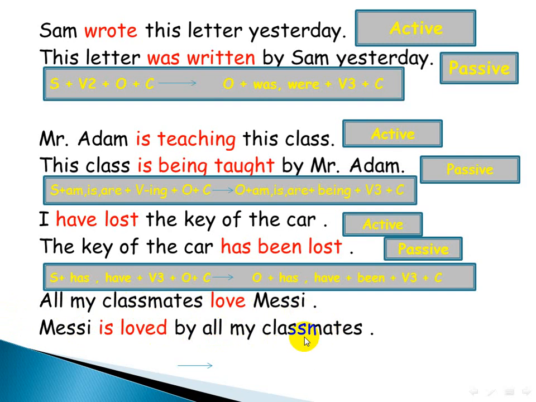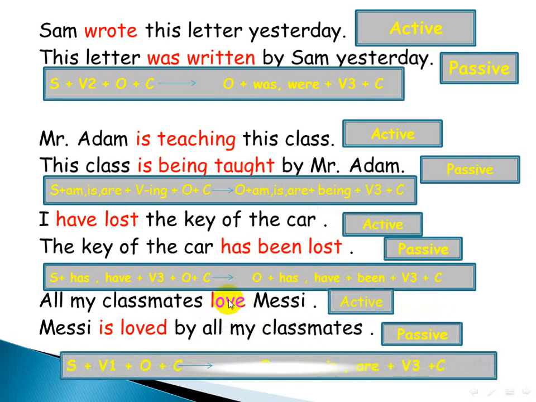So, which one is active and which one is passive? The first one is active. The second one is passive. And who can tell me what is the tense of this sentence? Love, verb 1. So the tense is simple present. So how can I change statements in this tense? Start with the subject, verb 1, object, complement. In the passive voice, you have to start with the object, then am, is, are, verb 3, plus complement.